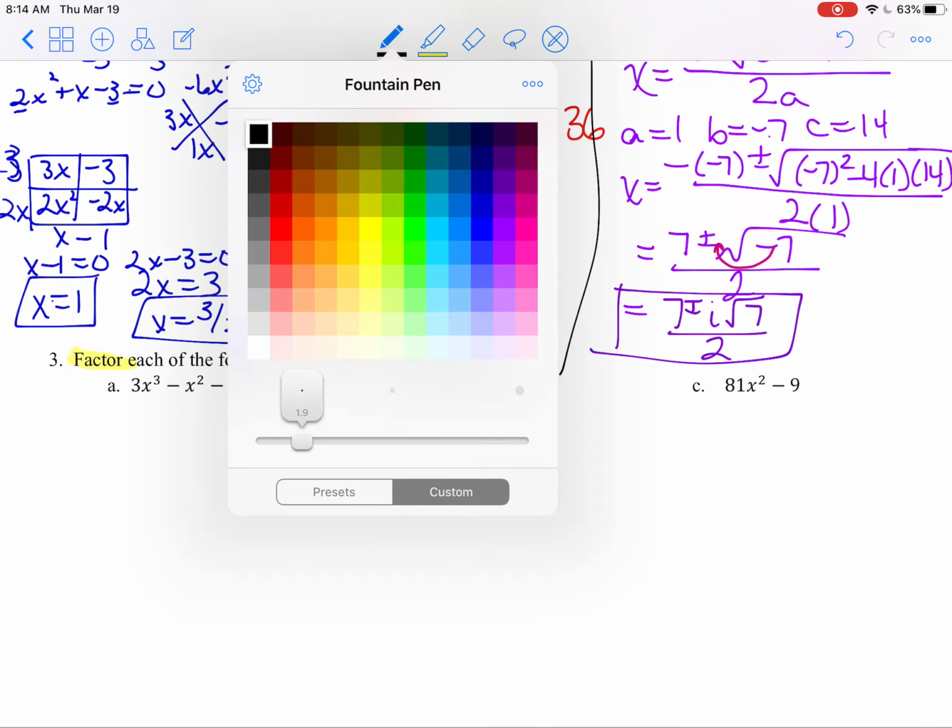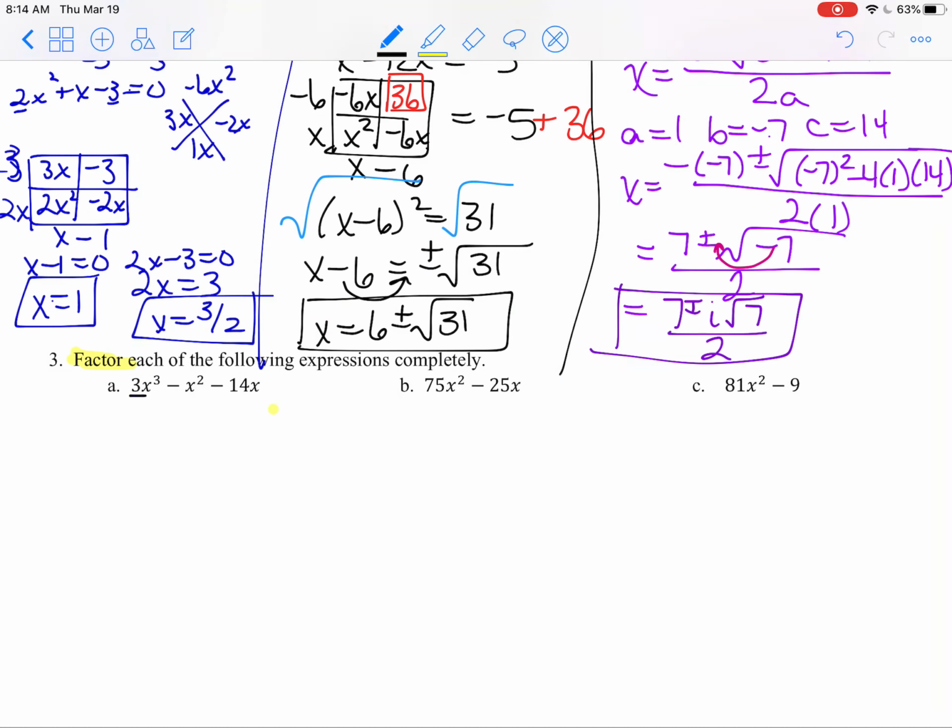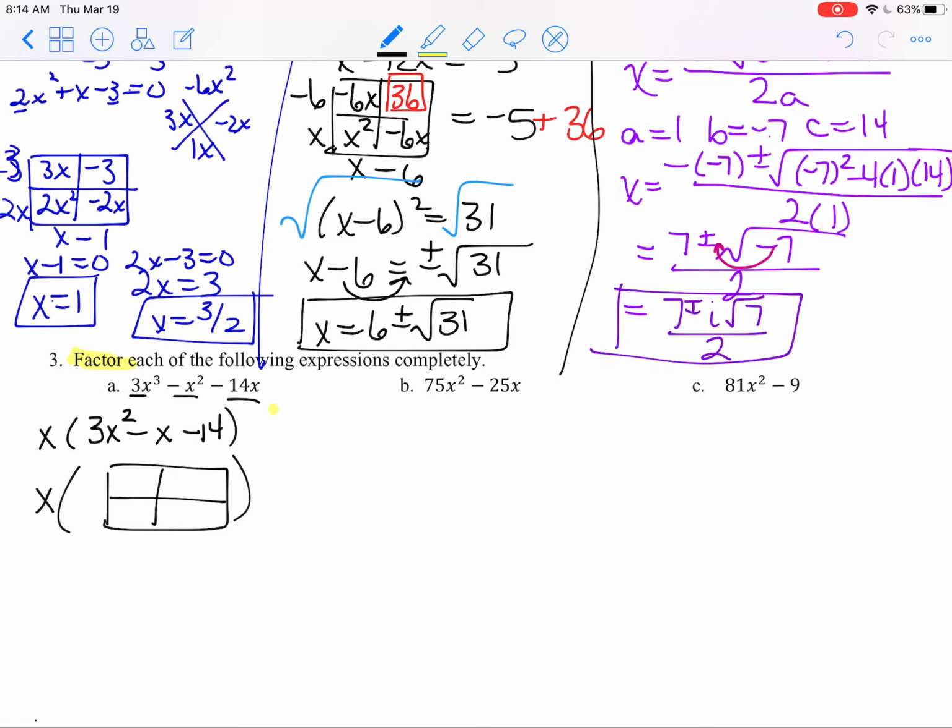So looking at the first one, I'm going to just do this in black. What does 3x cubed, x squared, and negative 14x all have? They all have an x. And so I take that out and I get 3x squared minus 1x minus 14. Okay, now we do our box. And I put my box inside of the parentheses because I want to remember that that x is still there. I don't want to forget it.